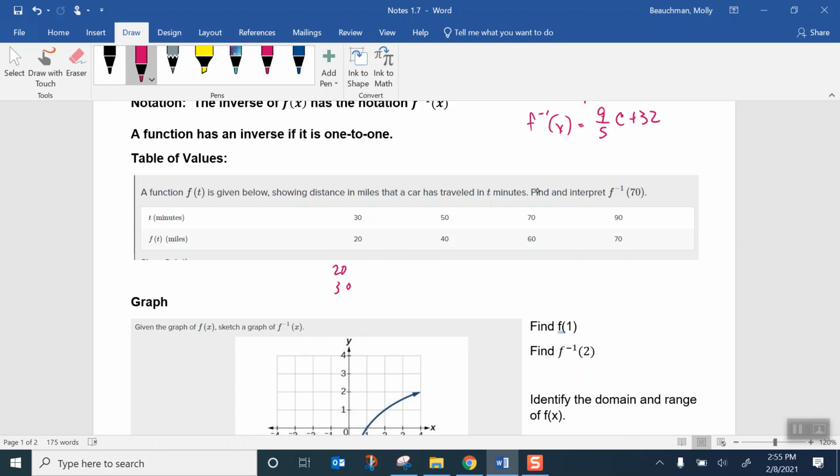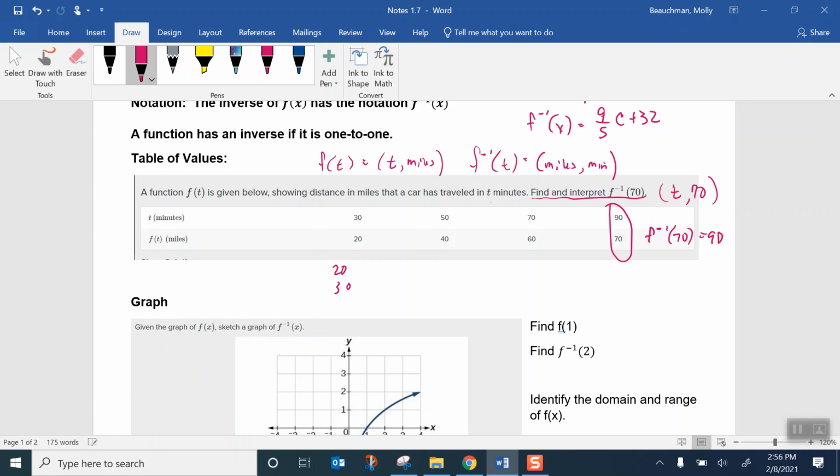So when we're finding and interpreting f inverse of 70, f inverse means I'm given the y coordinate and I want to find the x coordinate that goes with it, or the t coordinate. So for your function f of t, all of the coordinates are given t minutes, f of t miles. All of your coordinates in the inverse are given miles and then minutes. So when you're interpreting f inverse of 70, you're given 70 miles and want to know the minutes that go with it. So it takes 90 minutes. So the inverse of 70 is 90.